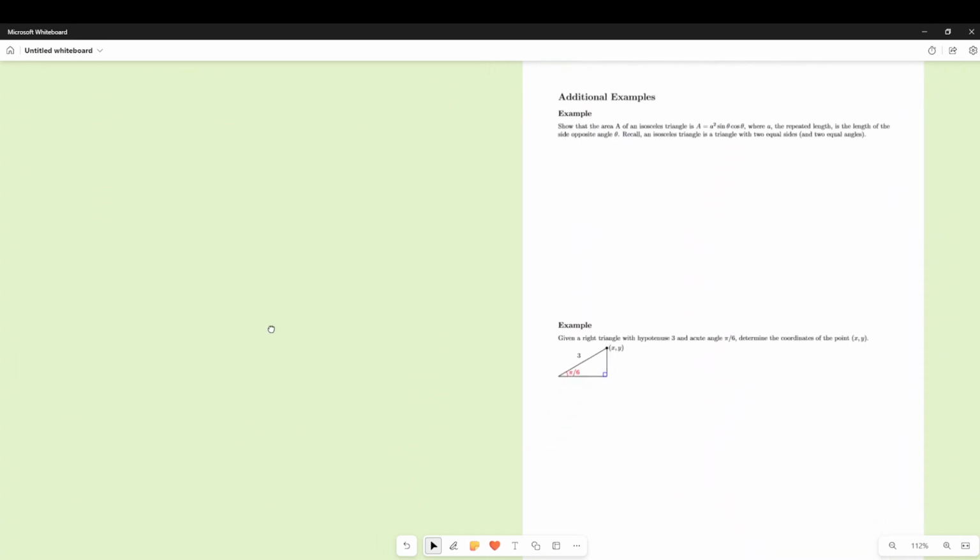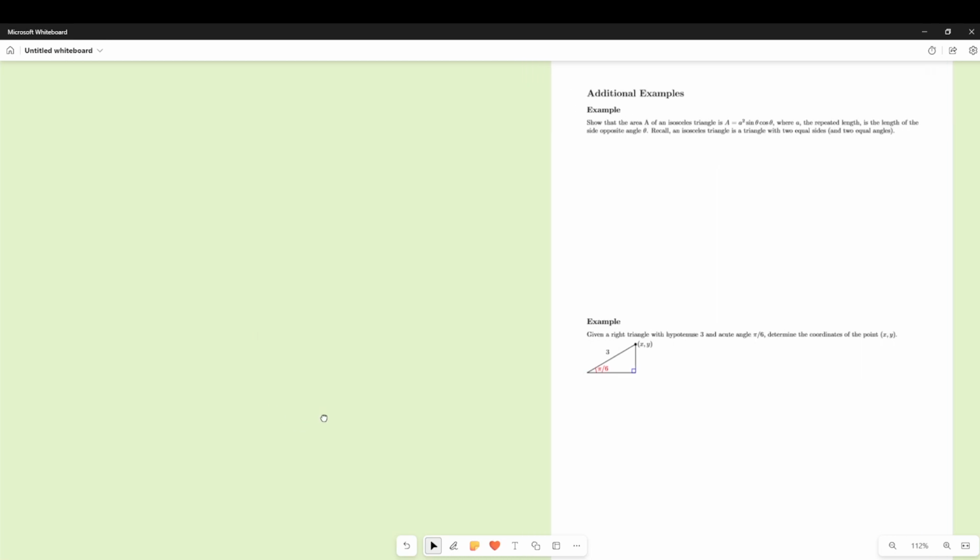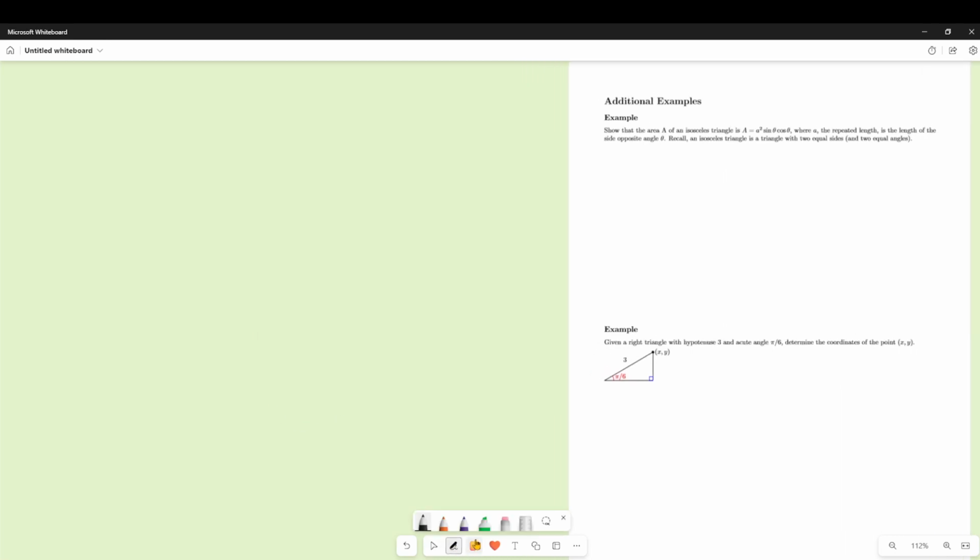It's going to be a long section here. Show that the area of an isosceles triangle is equal to, oh, that's a fun one, a squared sine theta cosine theta. The key to problems like this is to anchor them inside our Cartesian coordinate system and use this Cartesian coordinate system to our advantage. So our isosceles triangle has some angle in it, theta, where a is the length of the side opposite.